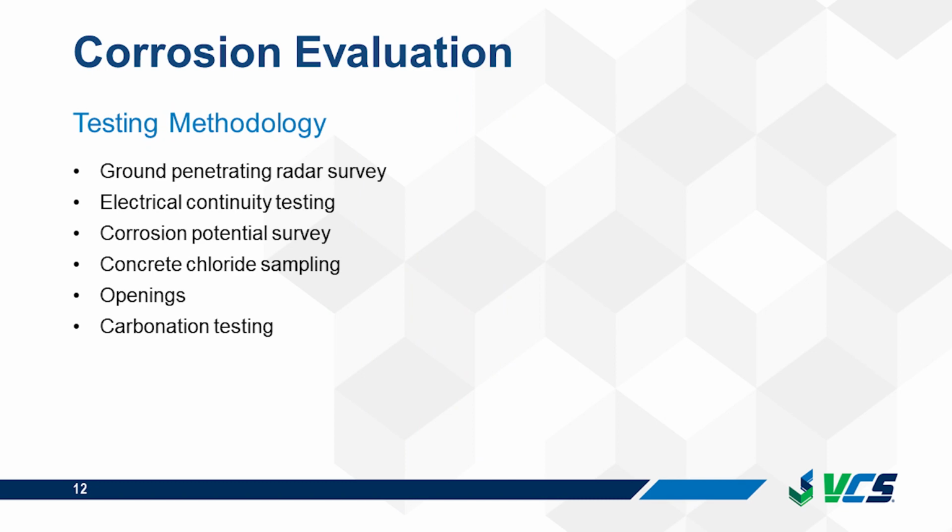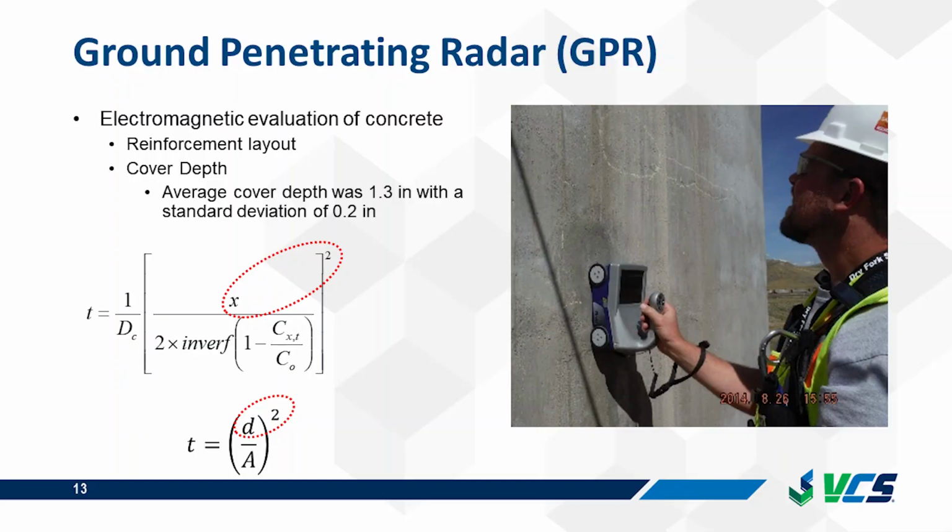And our inspection methodology consisted of ground penetrating radar survey, electrical continuity testing, corrosion potential survey, concrete chloride sampling. We performed openings as well, and we did carbonation testing. Ground penetrating radar is a nondestructive electromagnetic method of locating reinforcement and determining cover depth. Cover depth is extremely important to service life.